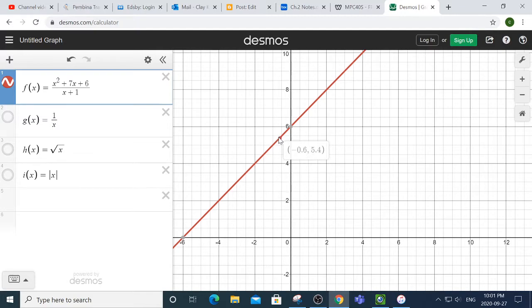0.5, -0.6, -0.7. We're at 5.3, 5.2, 5.1, and as you can see, we're definitely getting closer and closer to a y value of 5. So back to the notes.